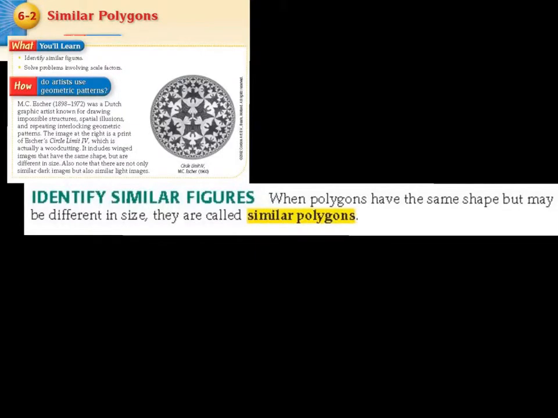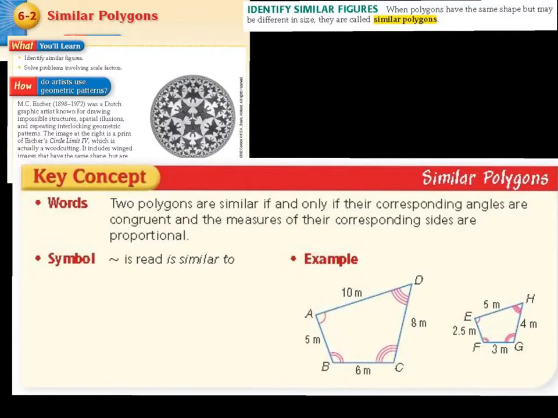When polygons have the same shape but may be of different size, they're called similar polygons. Two polygons are similar if and only if, so that means it's reversible, the corresponding angles are congruent and the measures of the corresponding sides are proportional. This symbol, which in Spanish we'd call a tilde, is read "similar to."